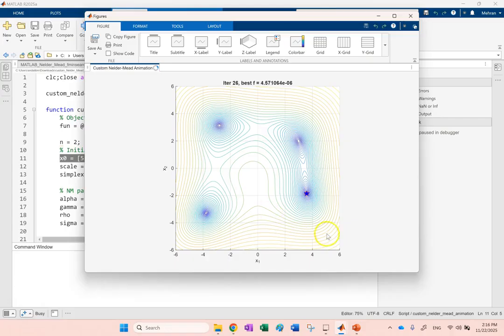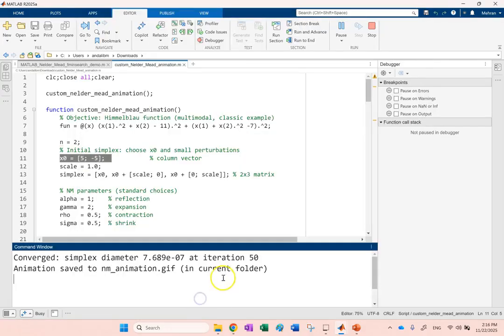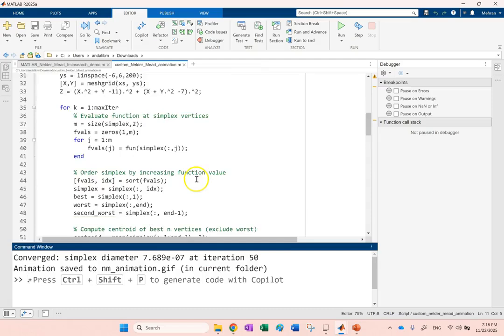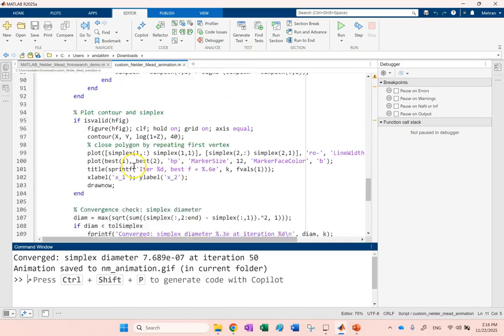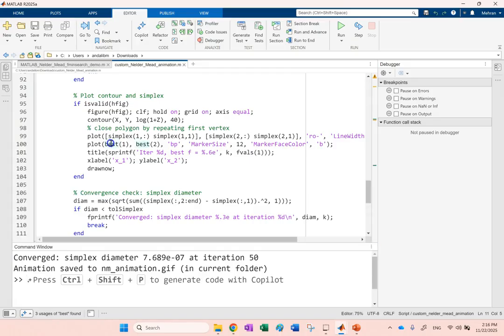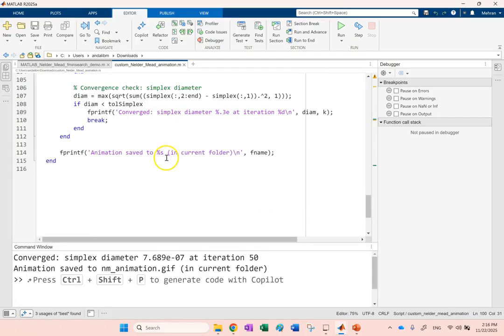You see, it started here, it changed, it basically moved toward this goal point and stopped. And you see that the value of it changed. Here it doesn't print anything, but if you want, you can add some fprintf, so you can have the final value, right? So you see here this best. This is your point. If you want, you can print it on the screen.